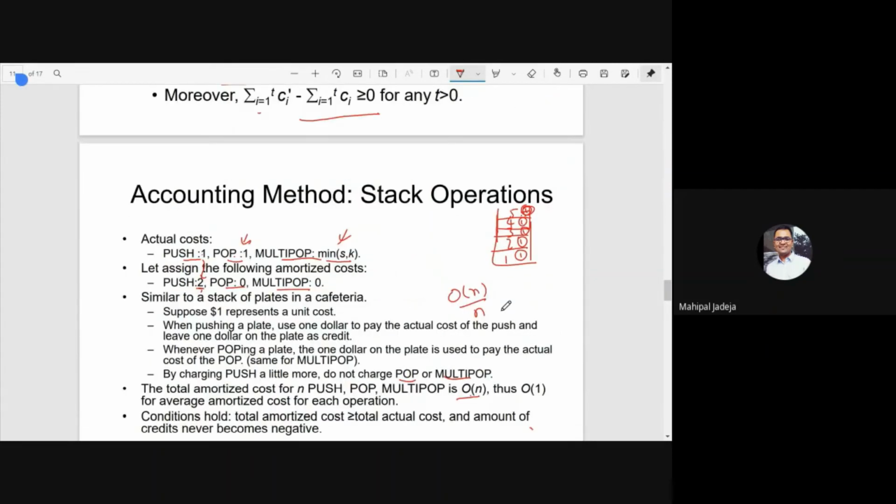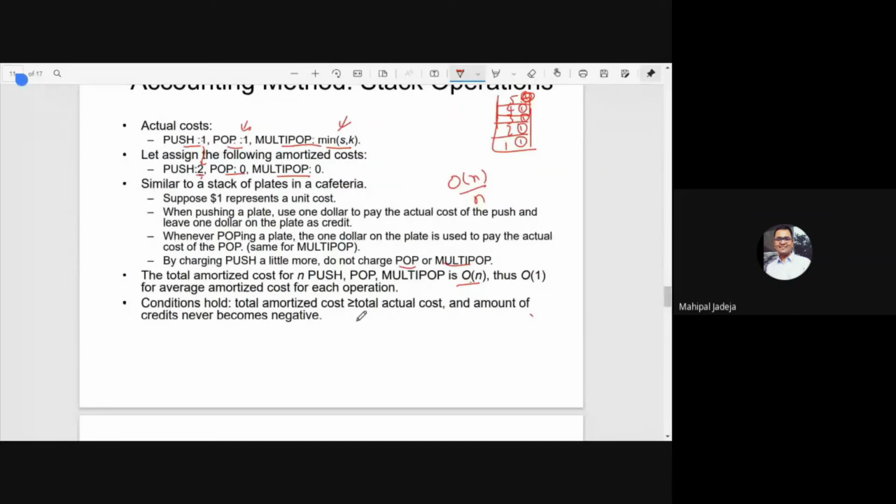Okay. And here we can say that these constraints are satisfied, because we are anyway giving credits which are non-negative, so the total amount of credits cannot become negative at any point of time.